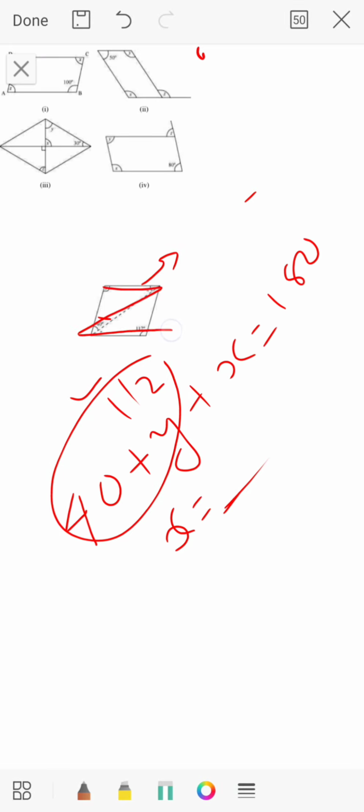This z and x are forming a pair of alternate angles. Alternate interior angles are similar, so these angles will be equal. So once you get the value of x by the angle sum property, you will get this value also. Okay, this is how you have to solve. In the next video we will continue with another question. Thank you and have a great day.